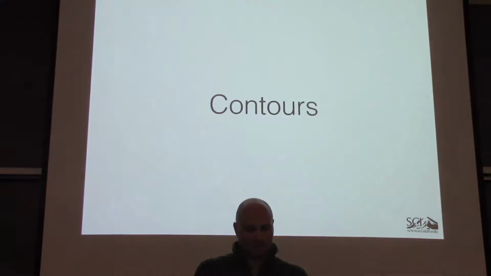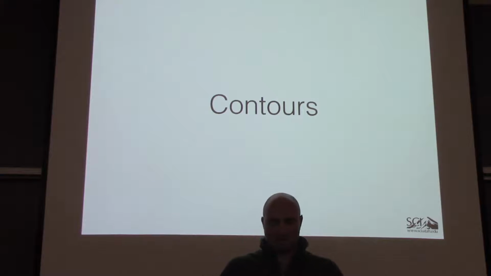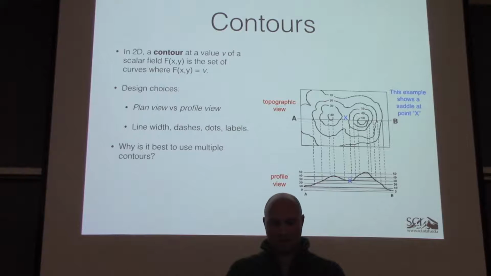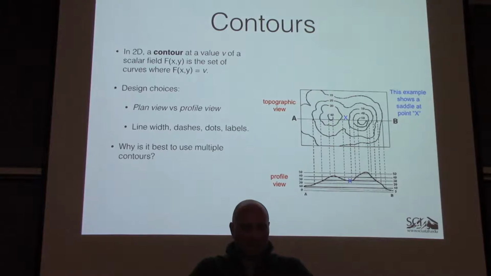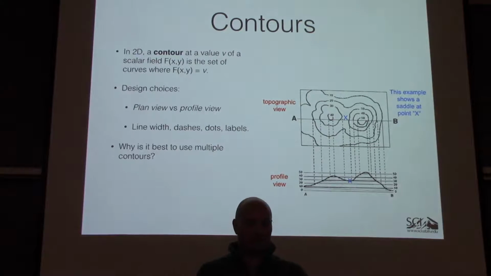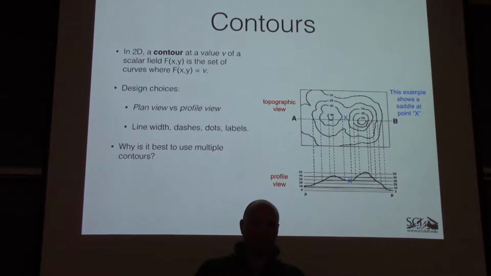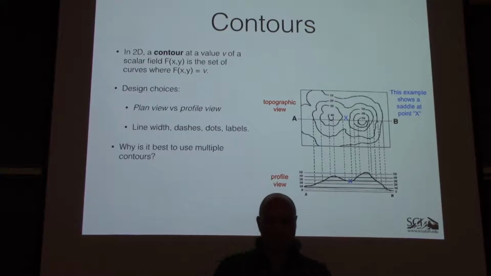So moving on. So I just talked about height fields and terrain rendering, and now I'll talk about contours. So Alex, did you go over contours before? No. Oh, okay, good. I wanted to make sure I wasn't duplicating too much material. So in 2D, a contour at an iso value v of the scalar field f of xy is the set of curves where f of xy equals v. So it's curves where the value is the same, basically.